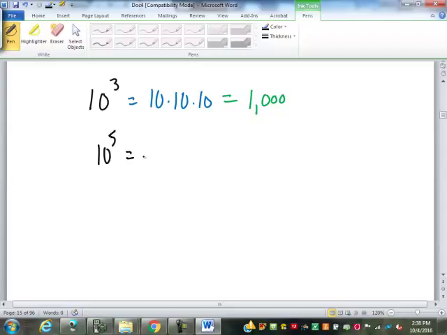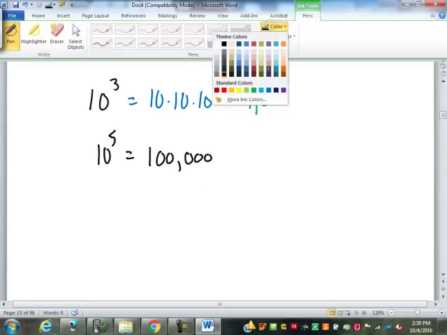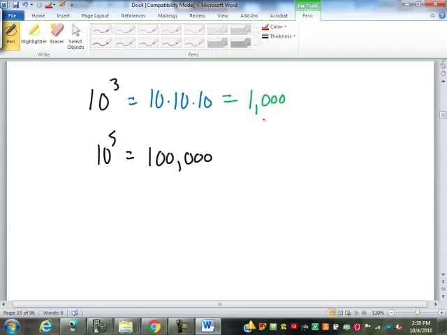10 to the 5th power then is going to be what? Got 5 tens multiplied out, which comes out to be 100,000. Do you guys remember the shortcut when you have powers of 10? Yeah, the power tells you how many zeros there are going to be. So the 5th power means there's 5 zeros on the end of it. Perfect.